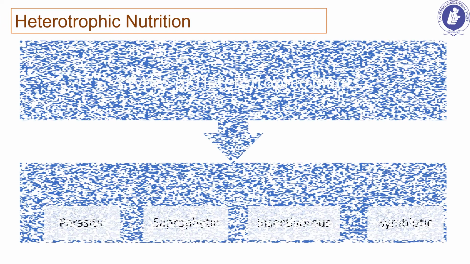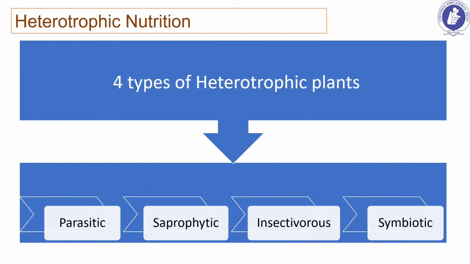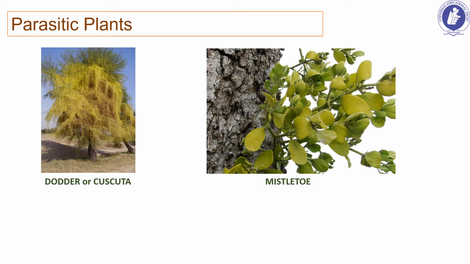There are four types of heterotrophic plants, mainly parasitic plants, saprophytic plants, insectivorous, and symbiotic. We will learn about each one of these in detail. Let us learn about parasitic plants now. So, these two are parasitic plants.